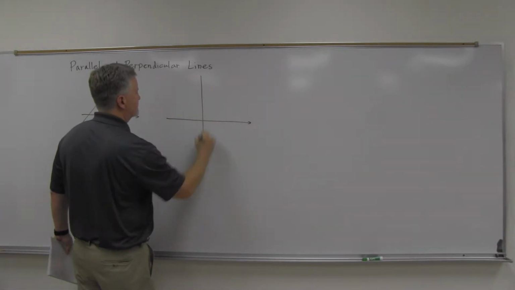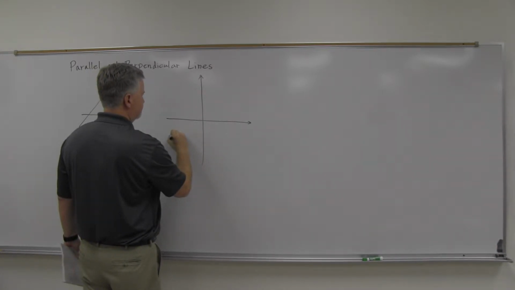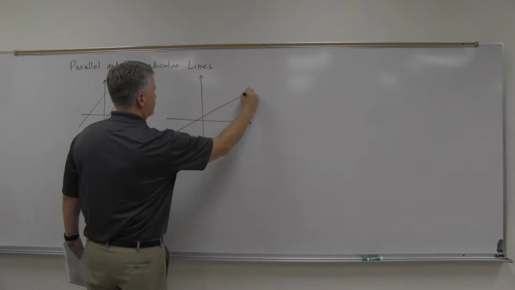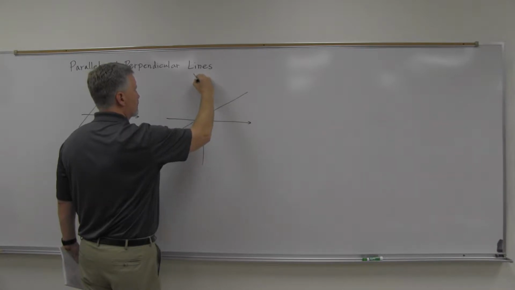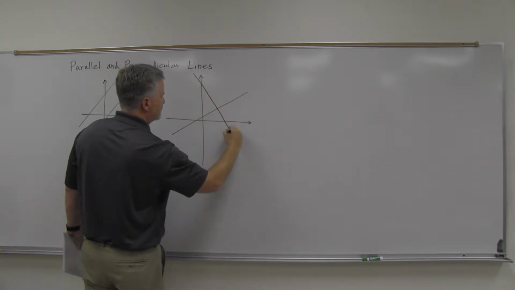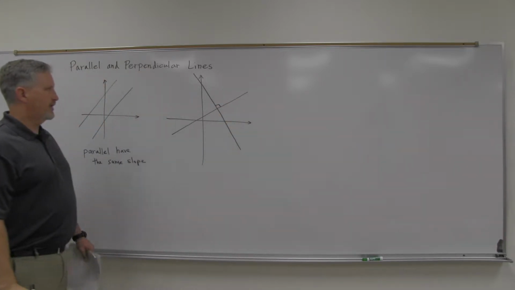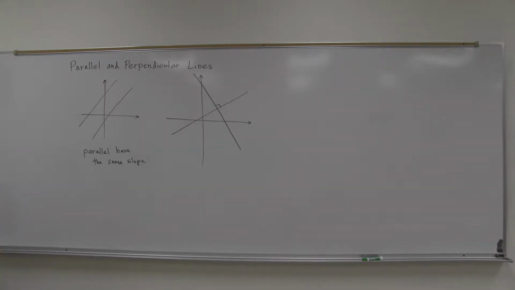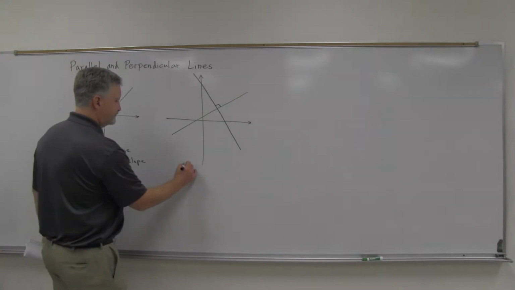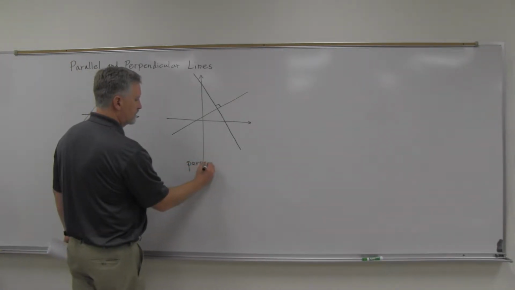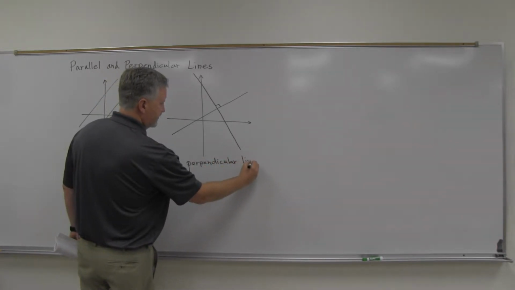Well, let's draw a couple of perpendicular lines up here then. We'll go slowly through the whole deal. Perpendicular means they meet at right angles. Got a 90-degree angle between the two. And obviously those two do not have the same slope. But they are perpendicular because they are the way I set it up there.